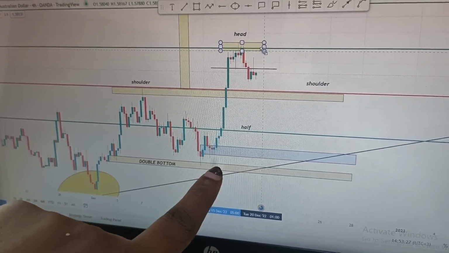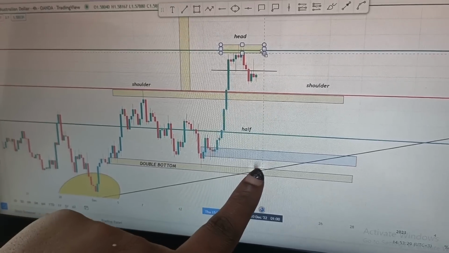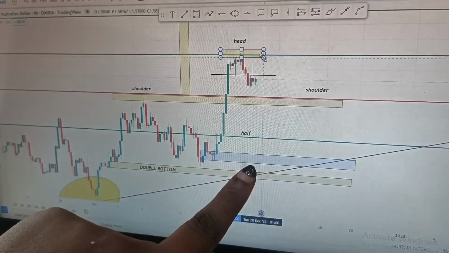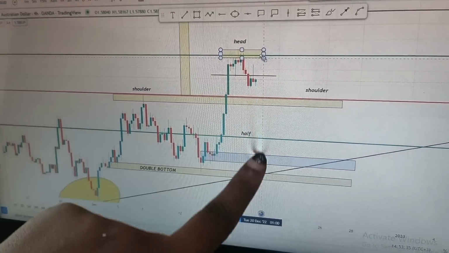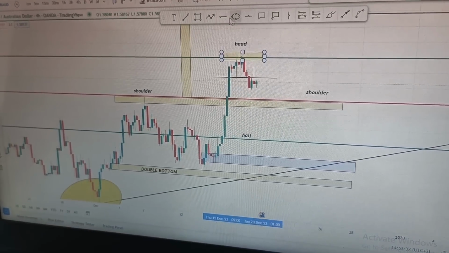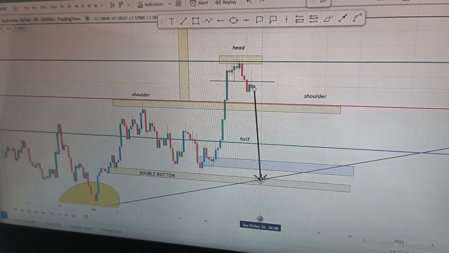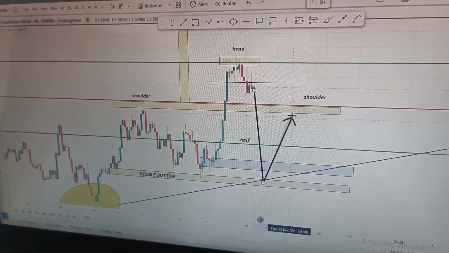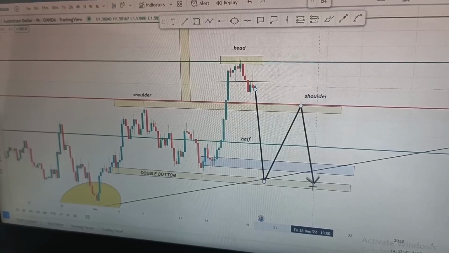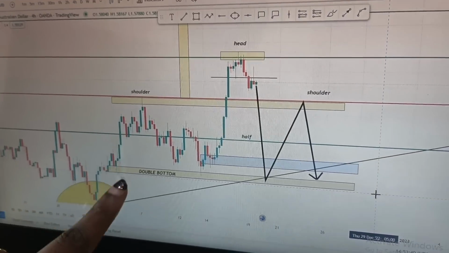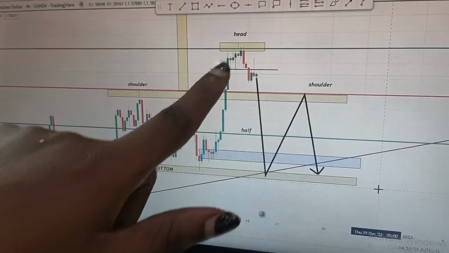You see where the double bottom is, it's where the trend line is, it's where the order block is. So this market can drop to give me the head. If this market drops like this and touches there, it can go back to make the shoulder and then come back. So this is the pattern, guys, that I'm seeing on Euro Aussie: a head and shoulder pattern.